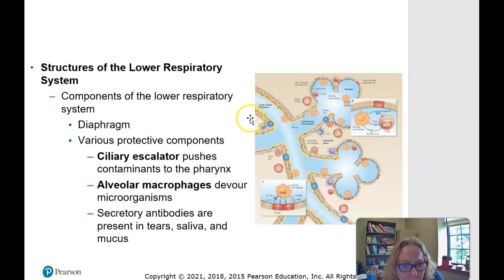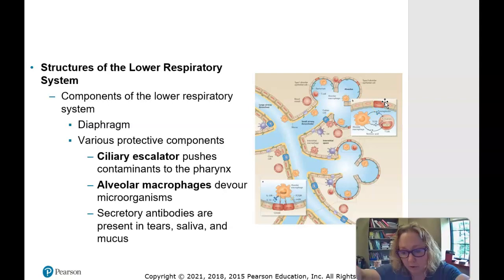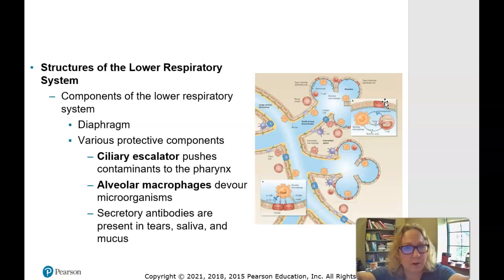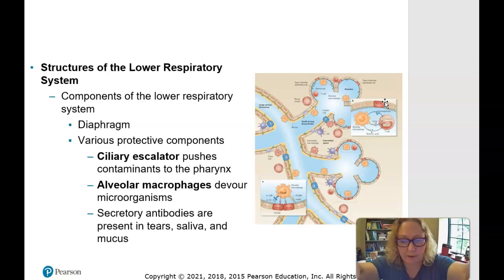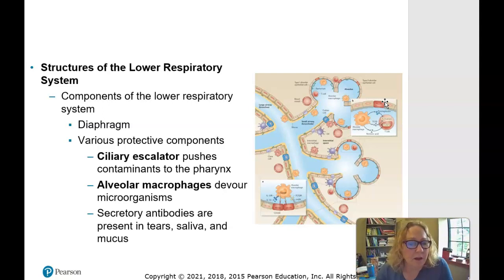Structures of the lower respiratory system. Basically and essentially, we are talking about your lungs. When we're talking about lower respiratory, we are primarily talking about your lungs. I'm just adjusting this so you can see a little better. Okay, there we go.